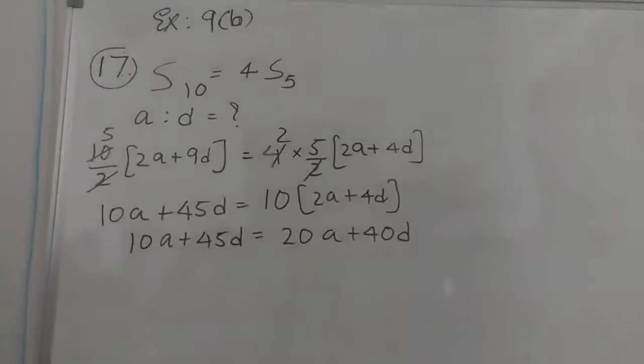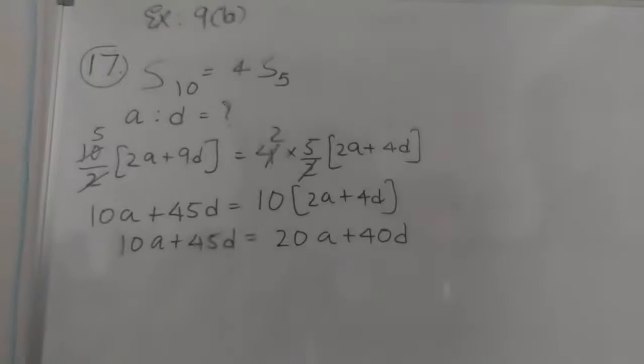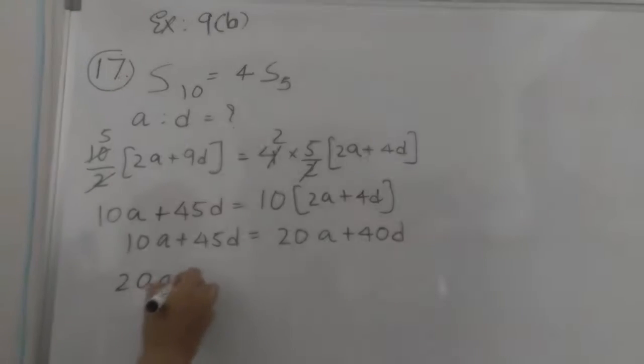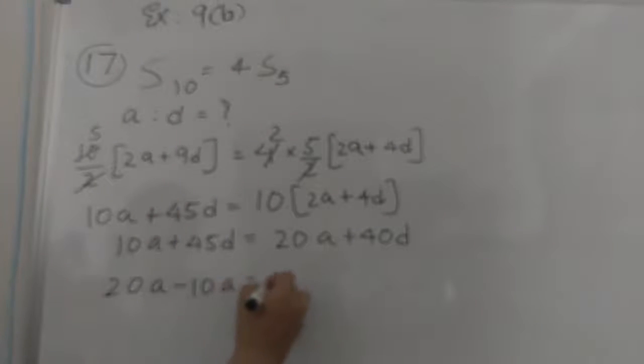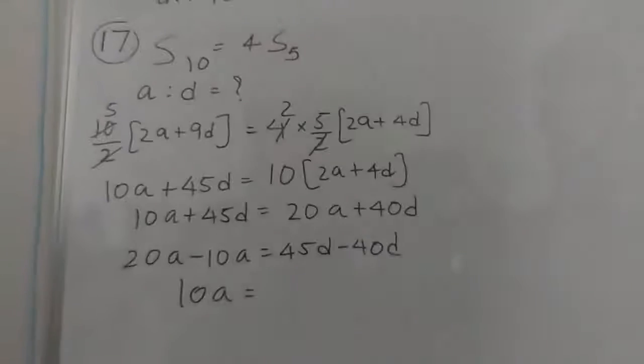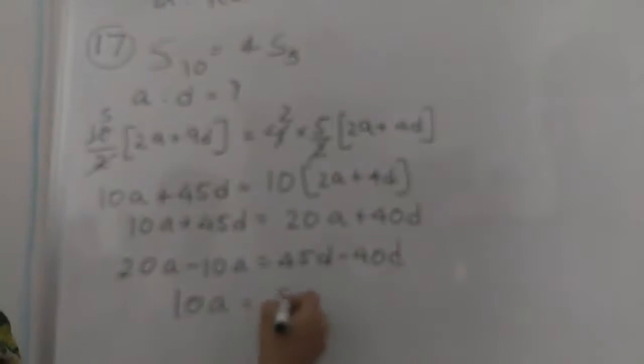Now first of all we have to take the calculation. Taking like terms together, 20A minus 10A is equal to 45D minus 40D. So 20 minus 10, 10A is equal to 45 minus 40D, which is 5D.